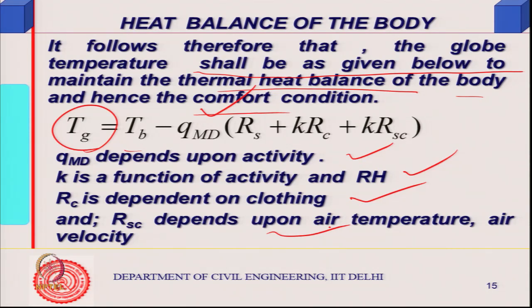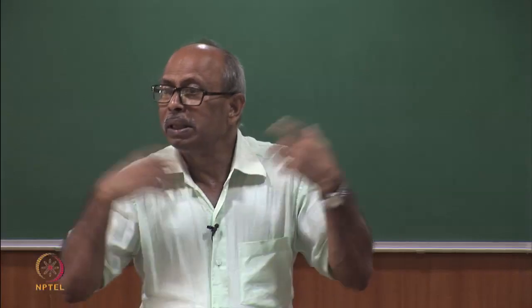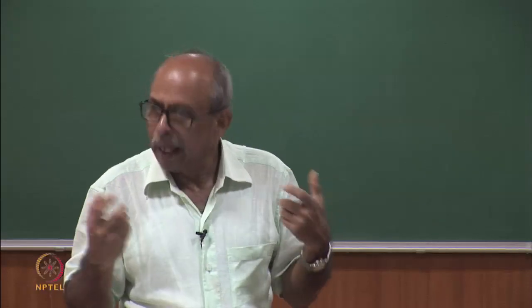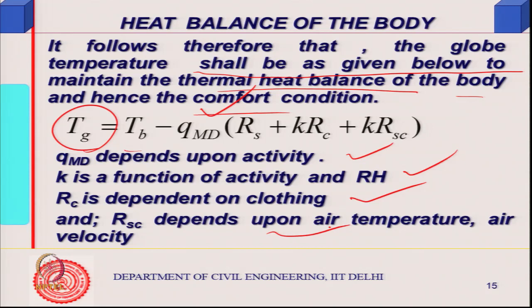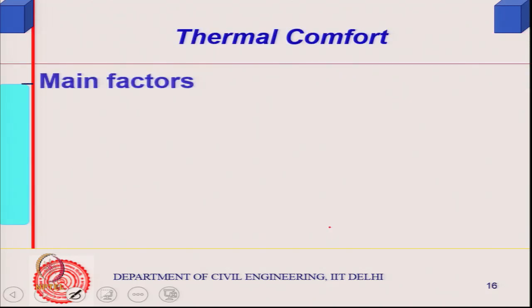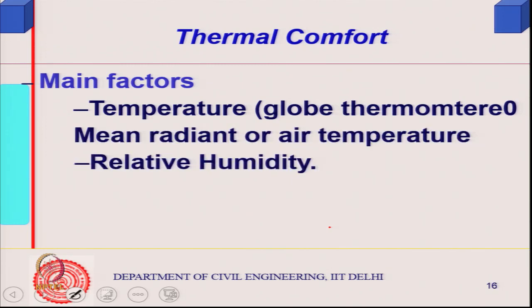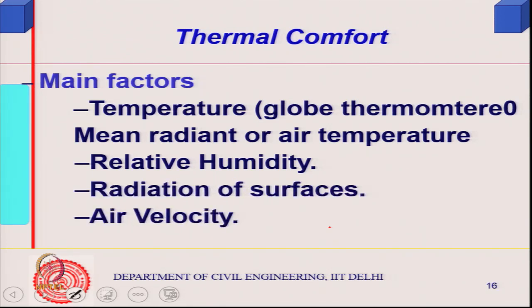So, thermal comfort depends upon your activity, relative humidity, how much can be lost by evaporation, clothing, air velocity of course, and RSC depends upon air temperature and air velocity. So, these are the factors you have seen. Therefore, main factors again summing up: globe temperature, mean radiant temperature etc., which are taken care of in the globe thermometer temperature, relative humidity, radiation of surfaces which is again taken care of in globe thermometer temperature, and air velocity. So, these are the factors which govern your thermal comfort.